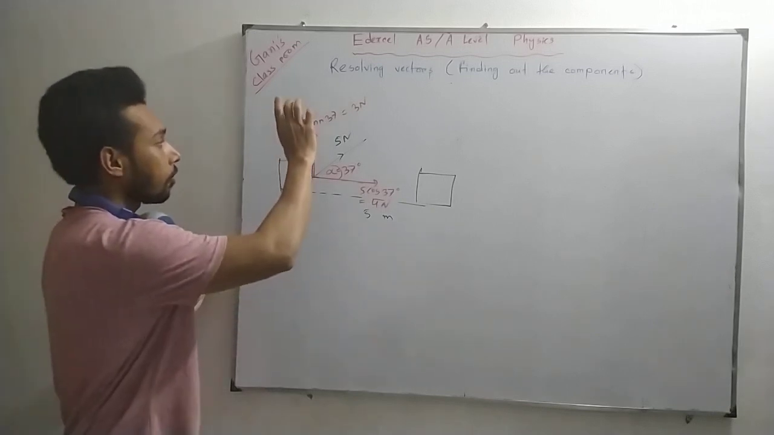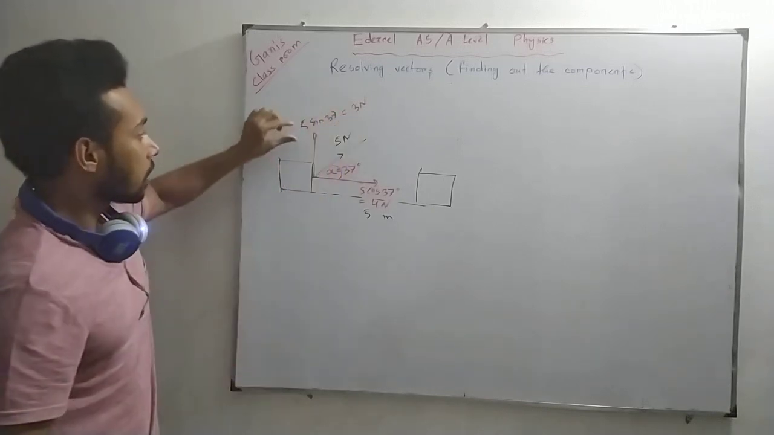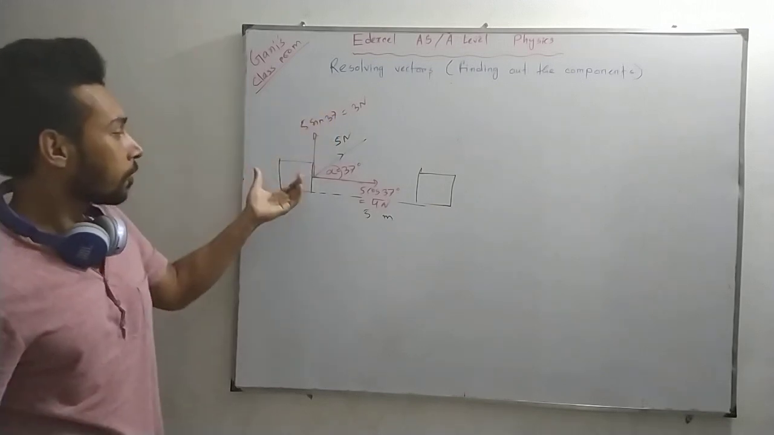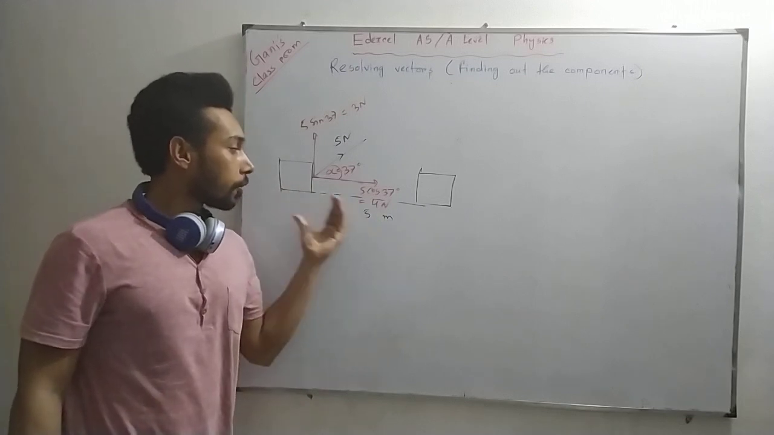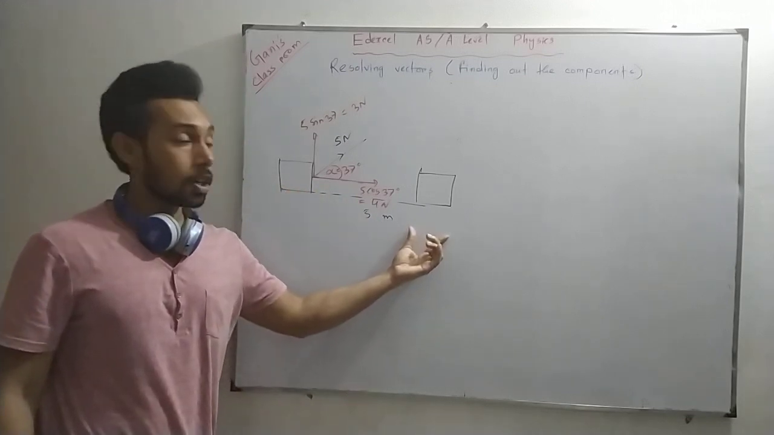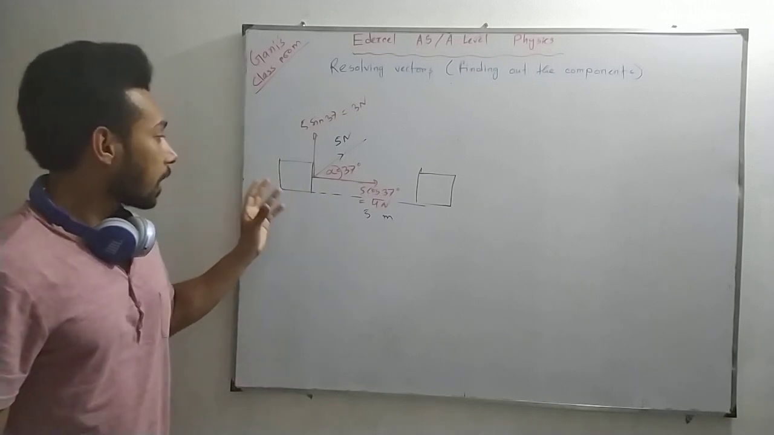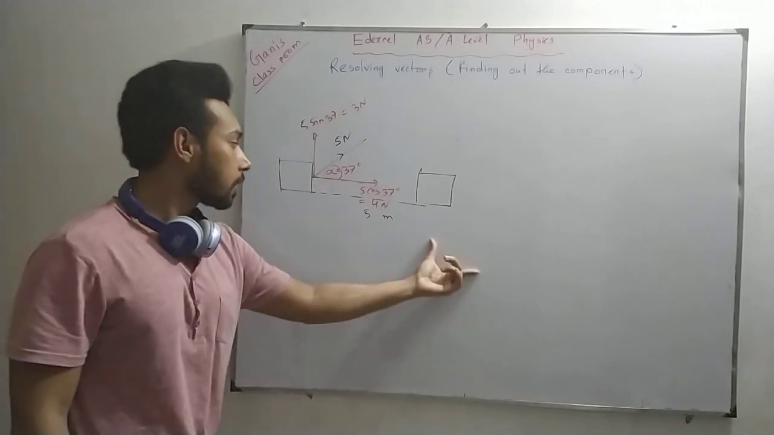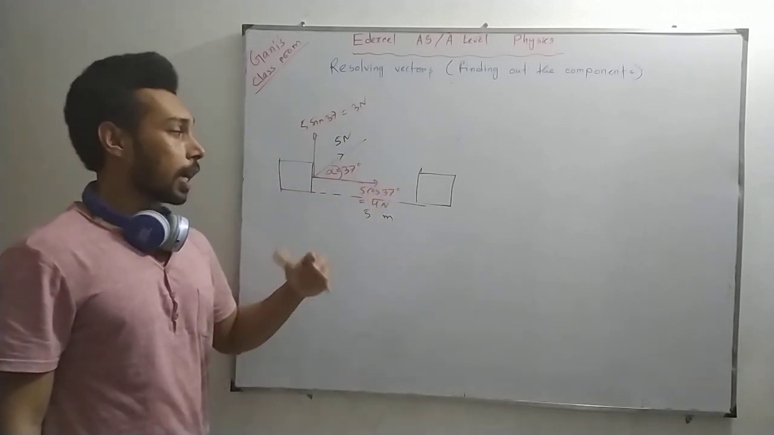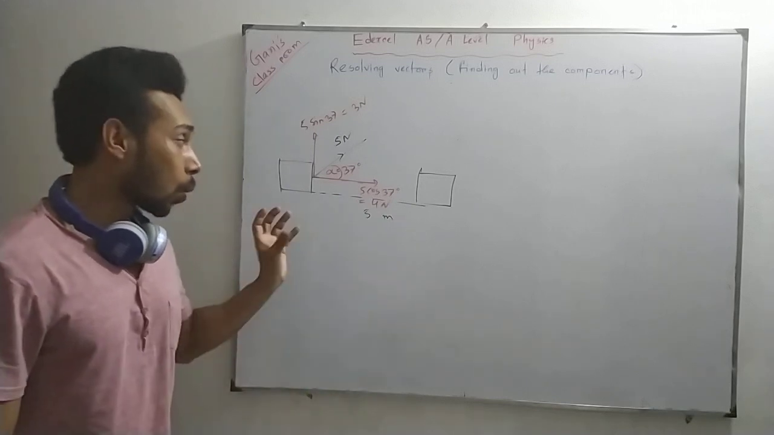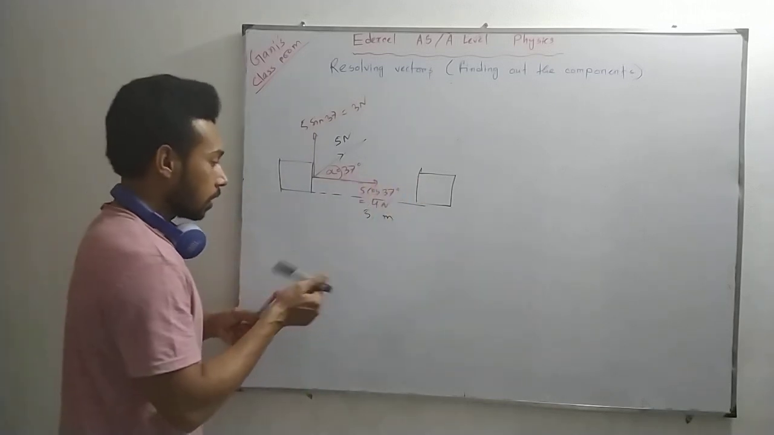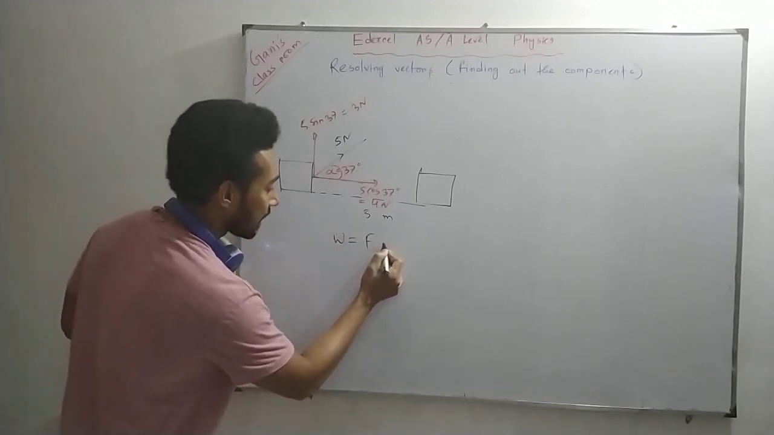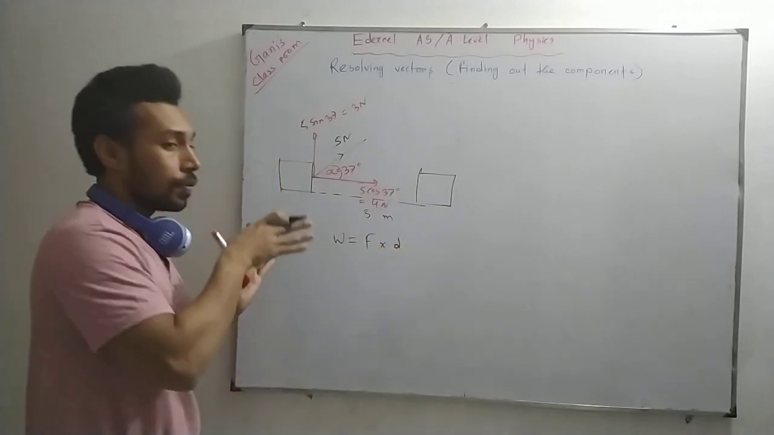The 5 sin 37, the vertical component of the force, is not responsible for the box moving in the horizontal direction, but the component of the force that is responsible for moving the box horizontally is 5 cos 37, that is 4 Newton. And if you want to work out the work done on the box, you must use the formula. We know that work done is equal to force multiplied by the distance moved in the direction of force.